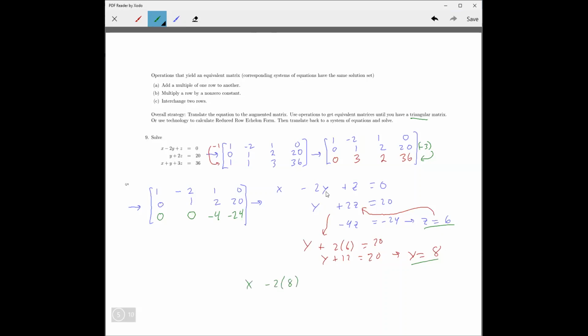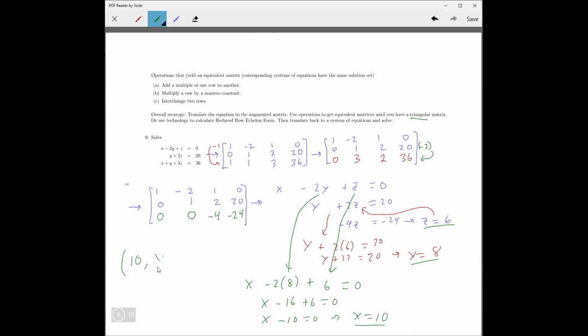So we plug this y in here, so that y is 8, and this z is 6, and we have everything equals 0. So we have x minus 16 plus 6 equals 0. So x minus 10 equals 0. So x is 10. And so our answer is going to be 10.